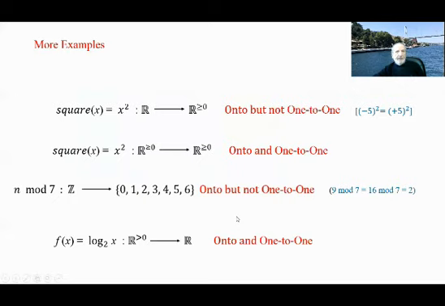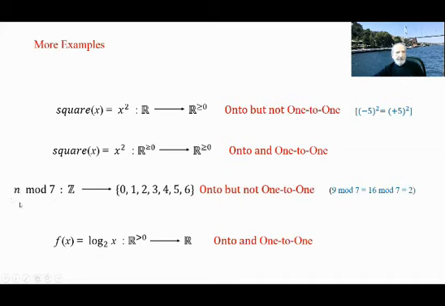Here are more examples. Square x, x squared from R to R plus. Now I changed it to R plus. Now it's onto, but it's not one-to-one because -5 and +5 have the same image. -3 and +3 have the same image. Now, if I limit it to the set of non-negative real numbers, then it becomes onto and one-to-one.